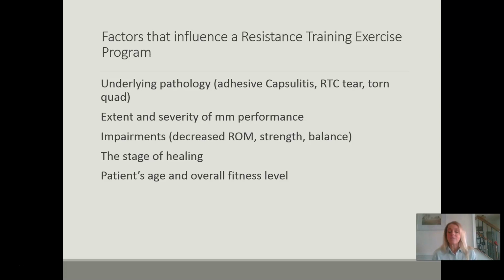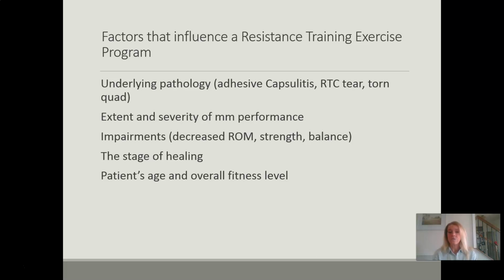Their muscle performance at baseline, sort of where they're starting from, is going to play a pretty big role in how quickly and how much they can do as far as resistance goes. What other impairments is the patient presenting with? What stage of healing? And this is going to be a big one.